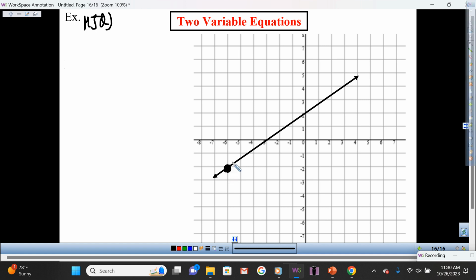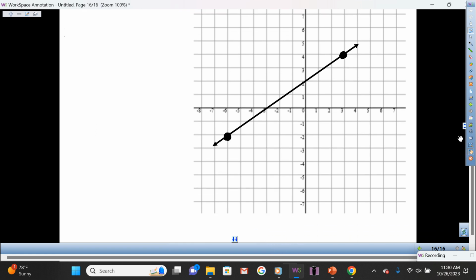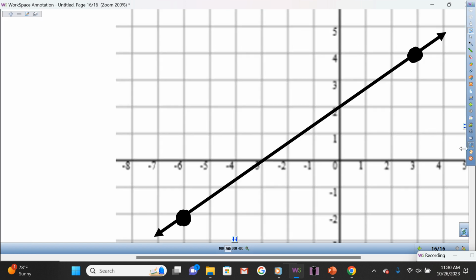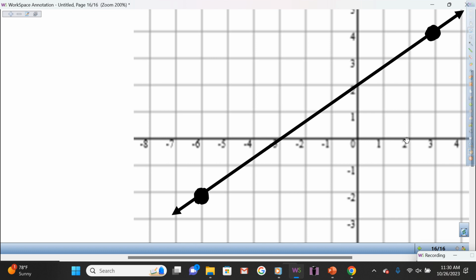You guys see it? Yes? And use this one over here. (3, 4). To graph your line. So I zoom in. Like so, yeah? Like that, yeah? All right.